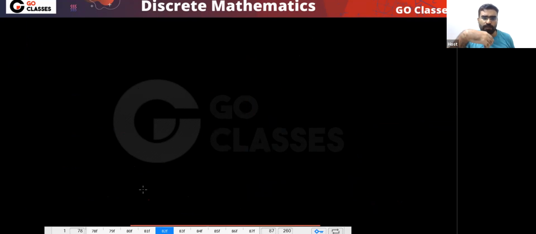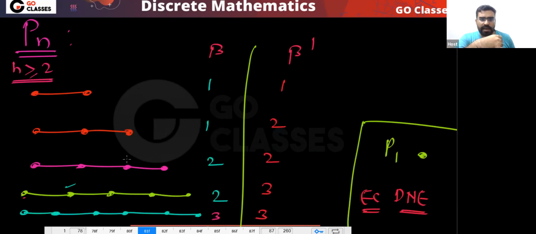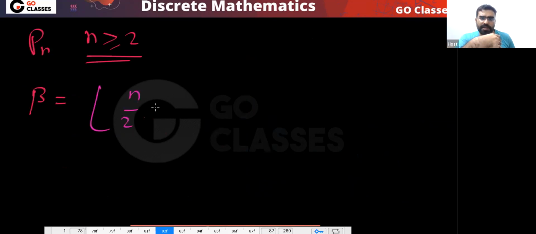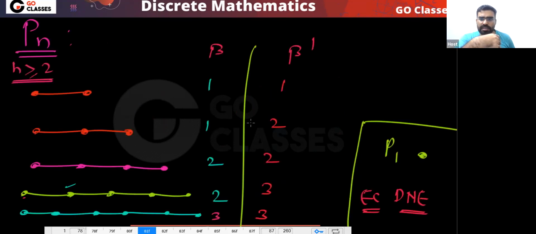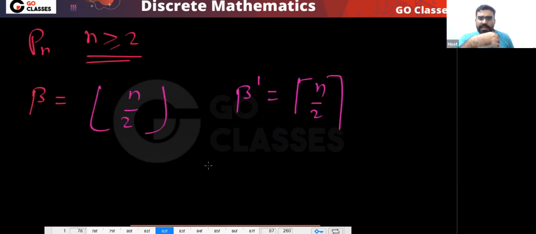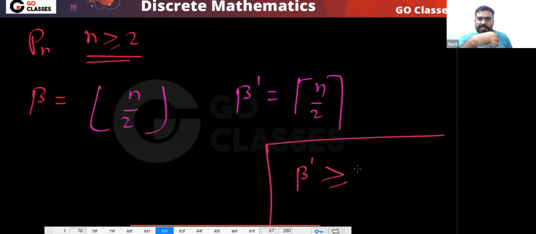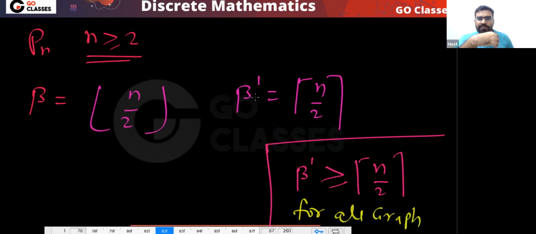This is the idea. So for Pn where n is greater than or equal to 2, what is beta? The beta is simply n by 2 floor, and the beta dash will be n by 2 ceil. Yes or no? You already know for all graphs, beta dash is greater than or equal to beta. And for path graph, they will be equal. Is this clear? For path graph?